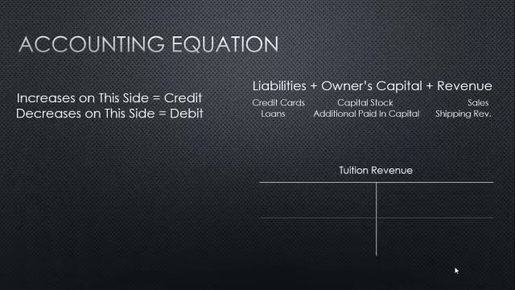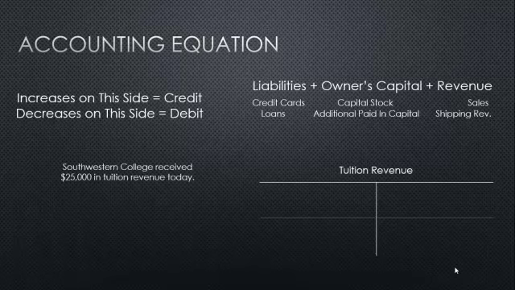All right, let's take a look at the opposite side: liabilities, owner's capital, and revenues. Remember that if it increases, we're going to credit. If it decreases, we're going to debit. Southwestern College receives $25,000 in tuition revenue today. So they had sales of $25,000. Sales went up, so tuition revenue went up. It's a revenue account. We are going to credit.